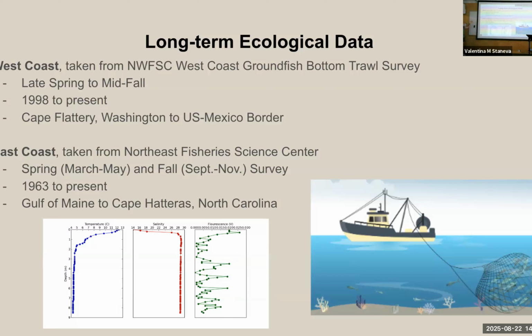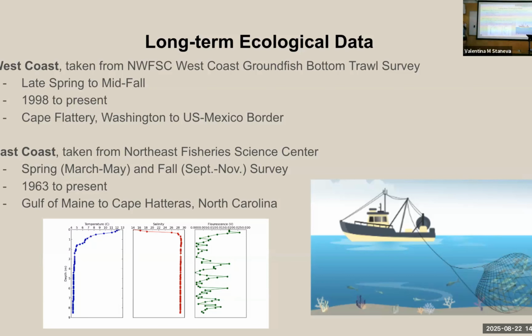On the West Coast, we have data from the late spring to the mid-fall since 1998, so 27 years of data. And that is from Cape Flattery, Washington, all the way down to the US-Mexico border. So we have a wide scope on the West Coast. And then on the East Coast, we have 2 surveys in the spring and the fall, and those have been happening since 1963. So over 60 years of data, which is pretty cool. And that covers essentially the New England region all the way down to the Mid-Atlantic to about North Carolina and Cape Hatteras. In addition to the fish data, these trawls also have environmental data like temperature, salinity, conductivity profiles, and stuff like that.